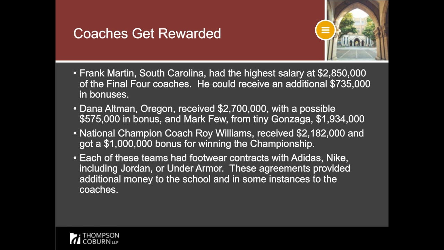And Mark Few from tiny Gonzaga received $1,934,000. National champion coach Roy Williams received $2,182,000 and got a $1 million bonus for winning the national championship. Each of these teams had footwear contracts with Adidas, Nike, including the Jordan brand, or Under Armour. These agreements provided additional money to the school and in some instances to these coaches.